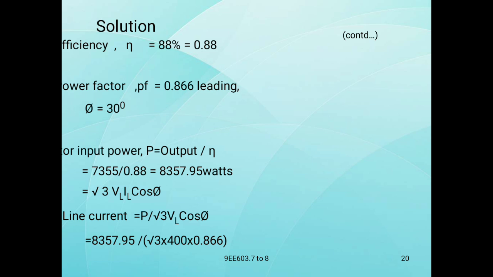Now the input power is equal to root 3 VL IL cos phi. What about the line current? IL is equal to power by root 3 VL cos phi. Now by substituting those values in this line current equation, 8357.95 by root 3 into 400 into 0.866 gives 13.93 amps, that is the line current or phase current in star connected.